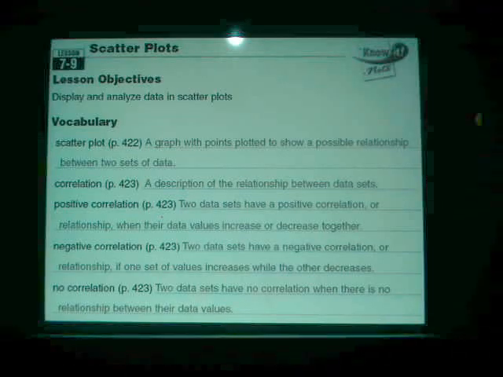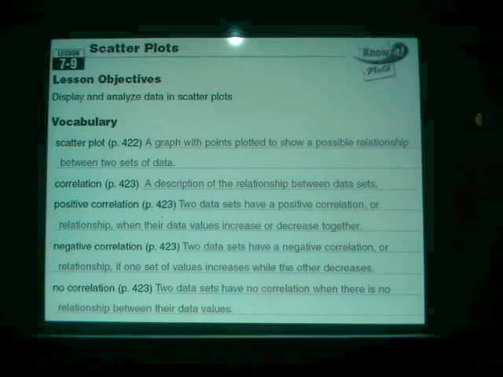And no correlation. Two data sets have no correlation when there is no relationship between their data values.